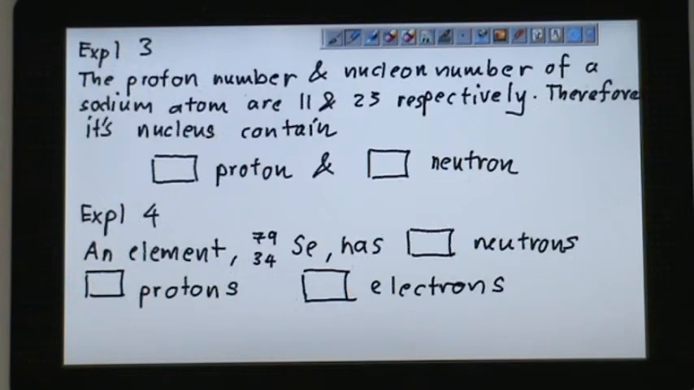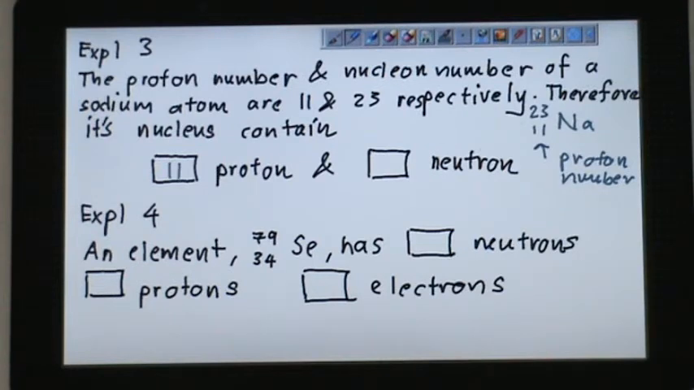Example 3. The proton number and nucleon number of a sodium atom are 11 and 23 respectively. Sodium is Na, so normally it is written like this, 23, 11. So how many protons are there? There are 11 protons, because here is the proton number. So you have 11 protons.